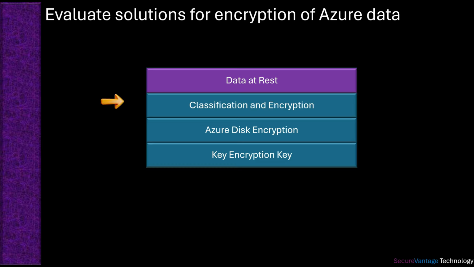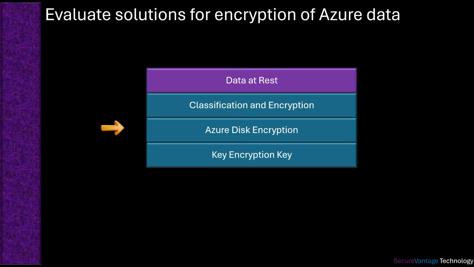Data at rest includes all the information stored on physical media, whether it's on premises or in the cloud. Protecting this data is essential, and encryption plays a key role. Azure ensures that data at rest is encrypted by default, but it's also important for organizations to classify their data according to its sensitivity.